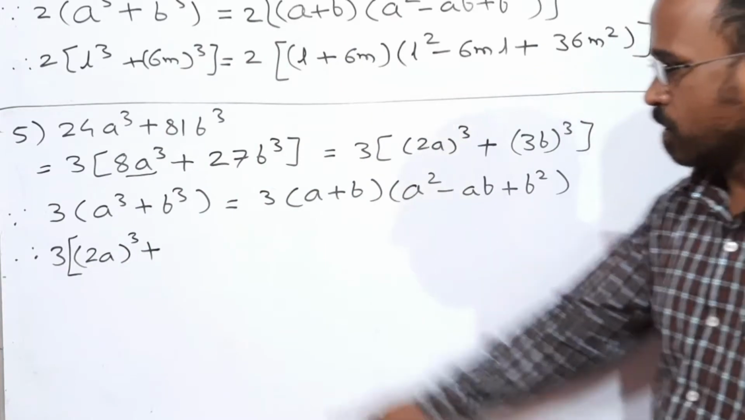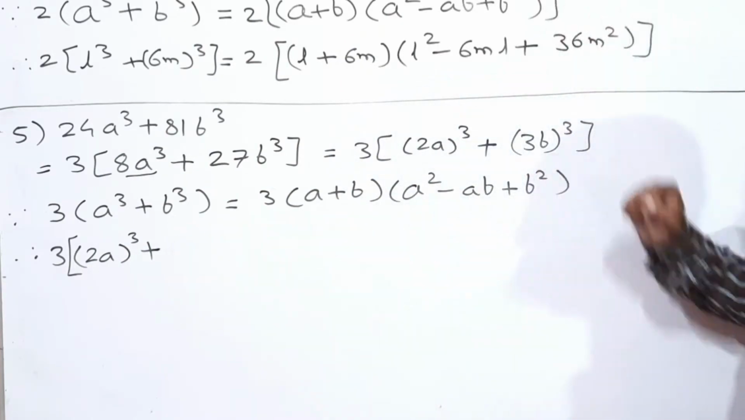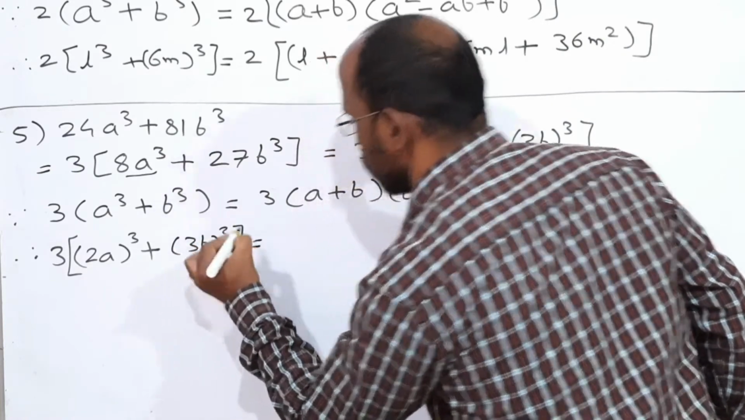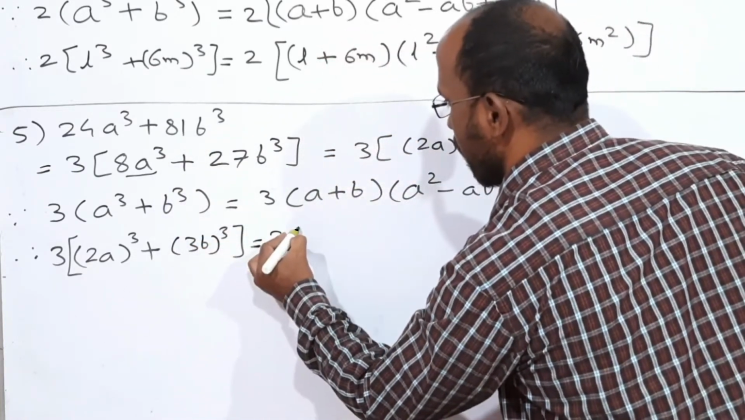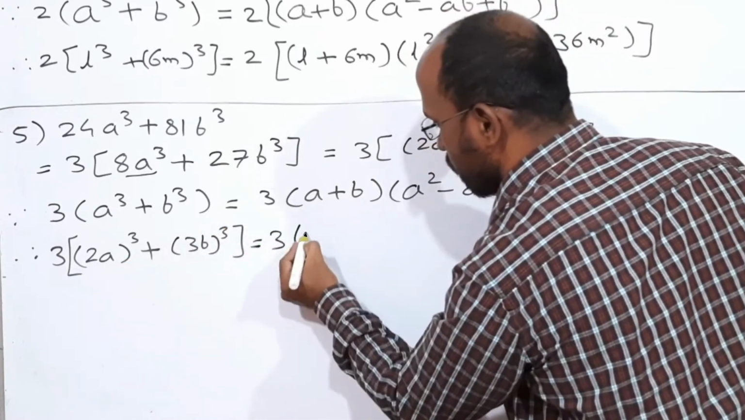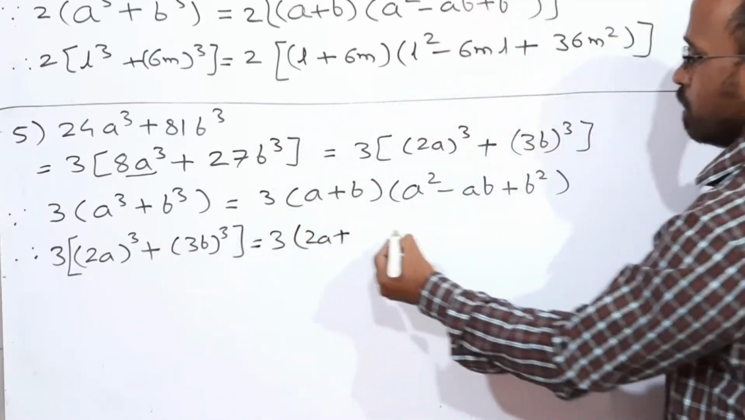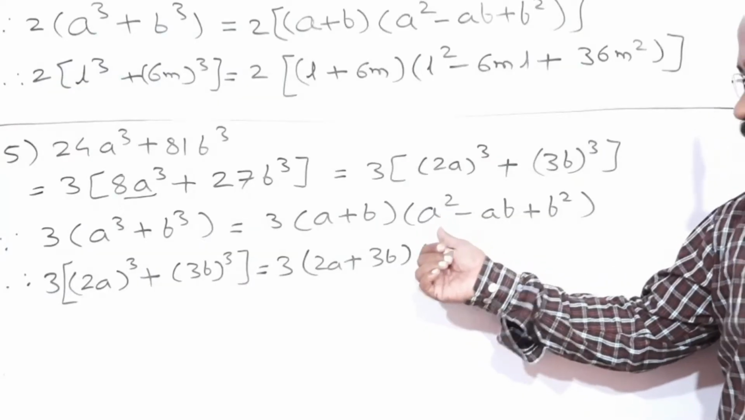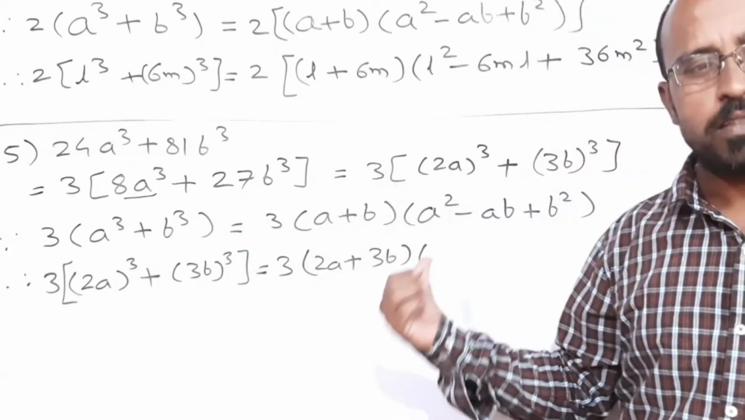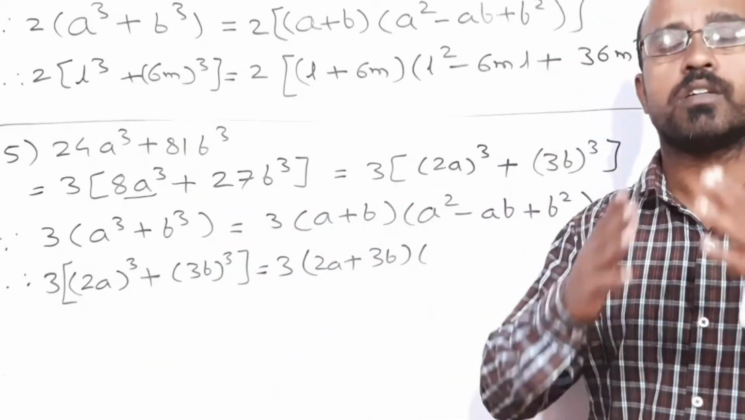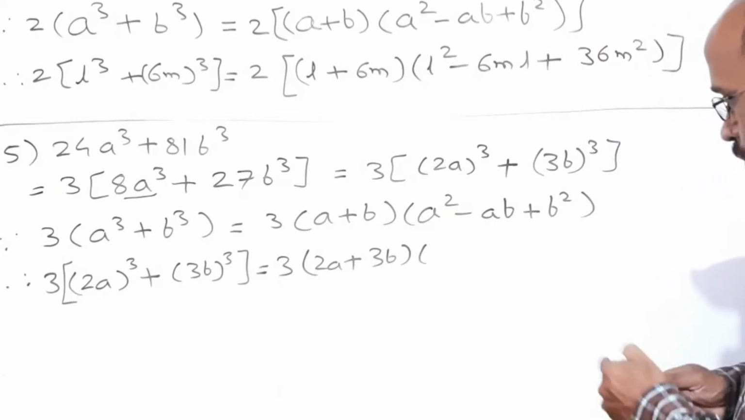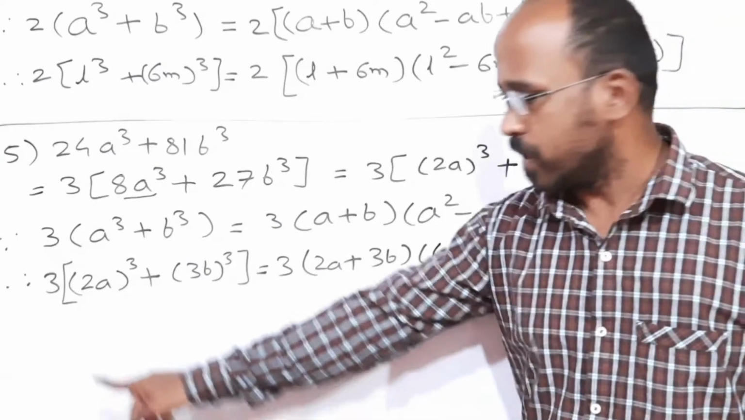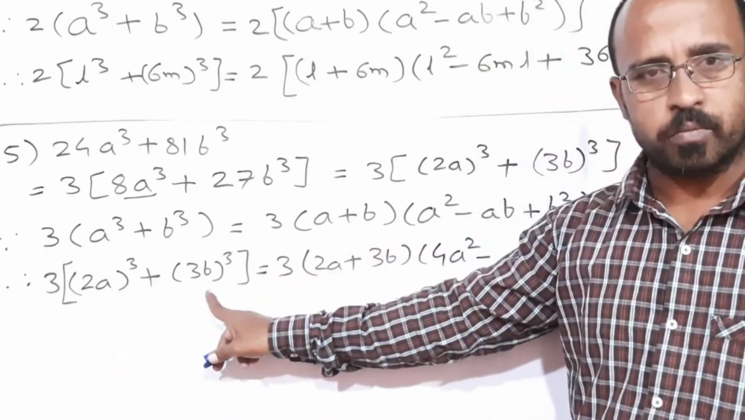plus, at the place of b, we will write 3b. 3b cube is equal to 3 multiplied by, at the place of a we write 2a, plus at the place of b, we will write 3b. A square, and a will be replaced by 2a. So a square is nothing but square of 2a, which is 4a square. 4a square minus a multiplied by b. A is 2a, b is 3b.